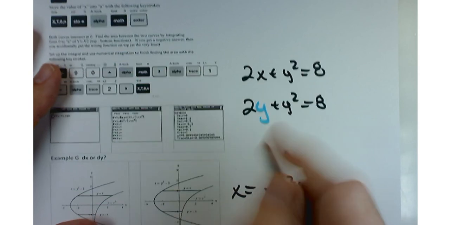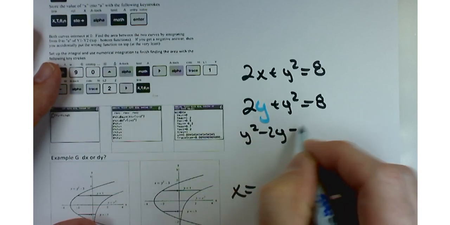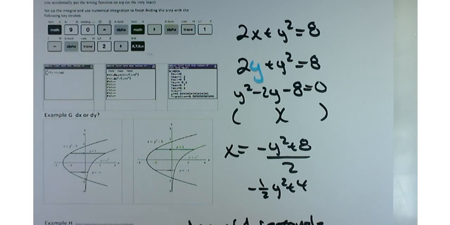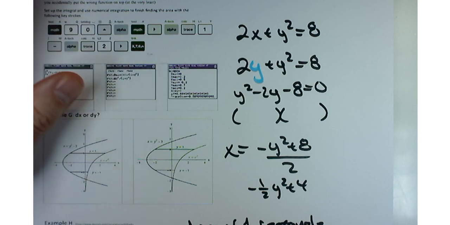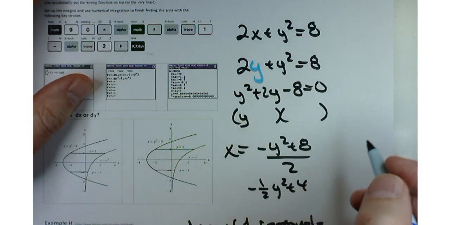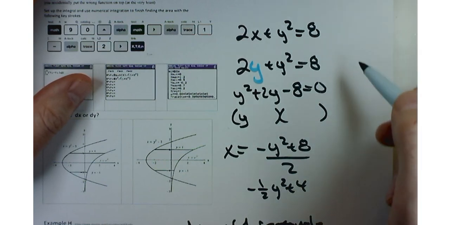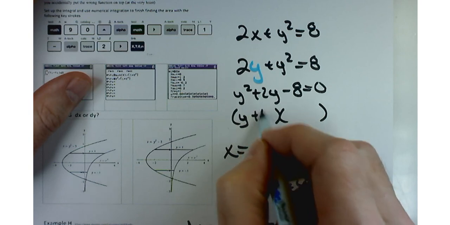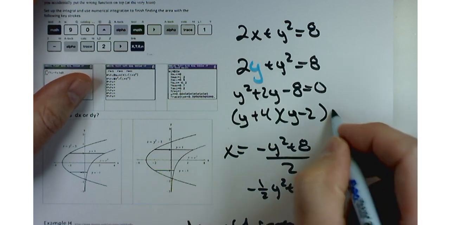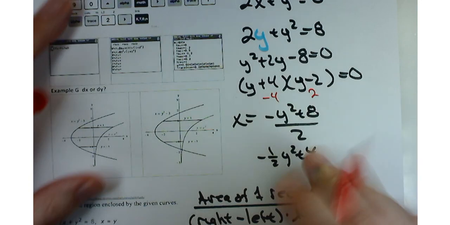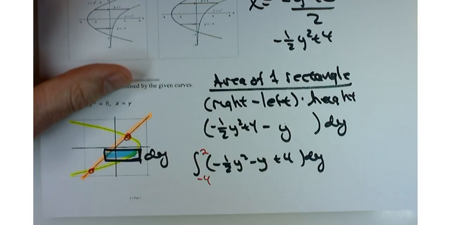If I move everything to one side, I get y squared minus 2y minus 8 equals 0, and that factors. How does that factor? Oh, it'd be a plus here, right? It'd be a plus, thank you. So how does this factor? Plus 4 minus 2. All right. So that gives me two solutions. My two solutions are negative 4 and positive 2.